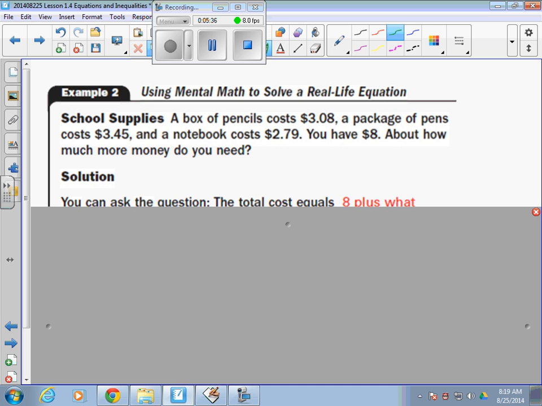Here's example number 2. Using mental math to solve a real-life equation. It says a box of pencils costs $3.08. A package of pens costs $3.45, and a notebook costs $2.79.